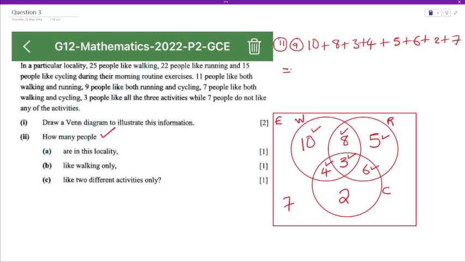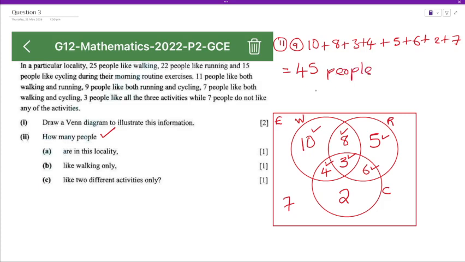Okay, what does that give us? So let us add. We have 10 plus 8 plus 3 plus 4, plus 5 plus 6 plus 2 plus 7. We confirm: 10 plus 8 plus 3 plus 4, and 5 plus 6 plus 2 plus 7. That gives me 45. 45 people in this locality. You're dealing with people, so you simply say 45 people.